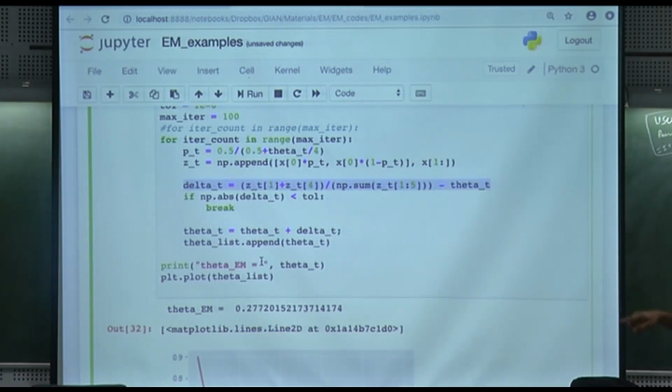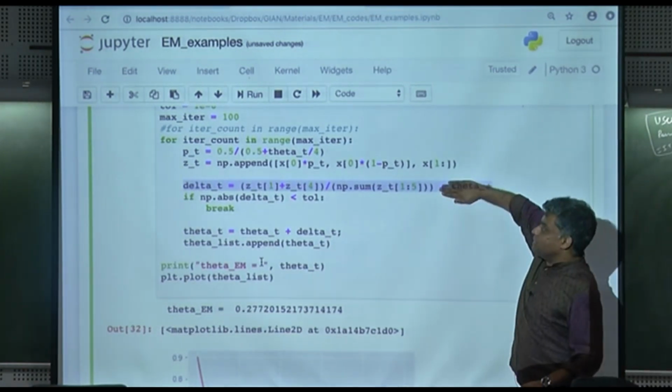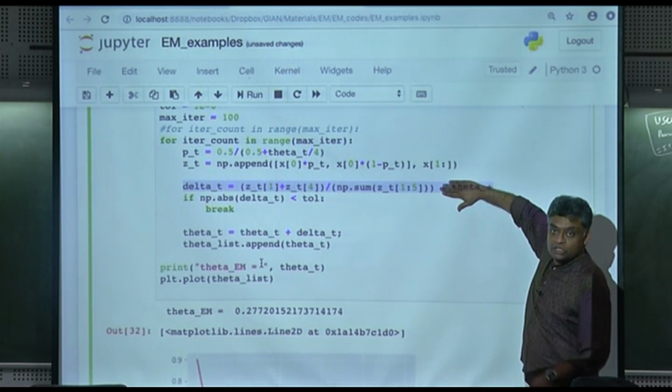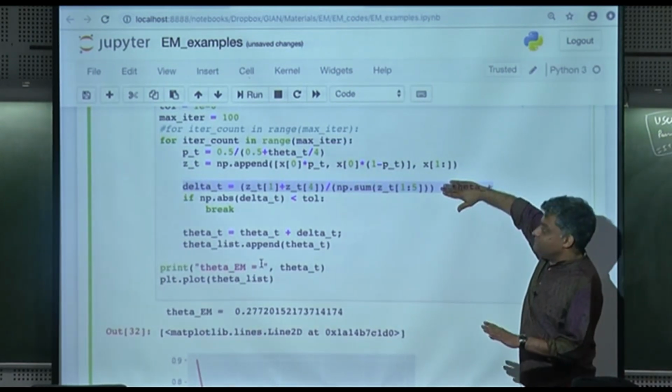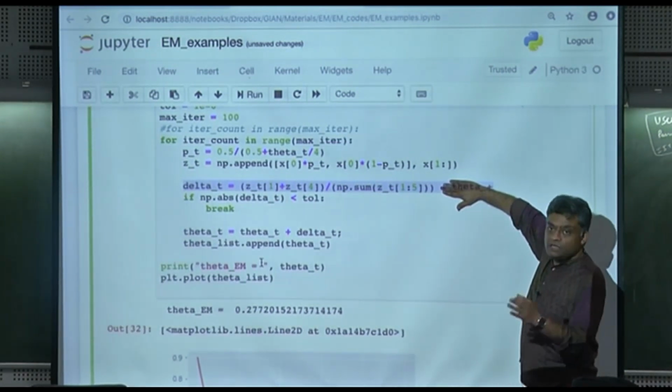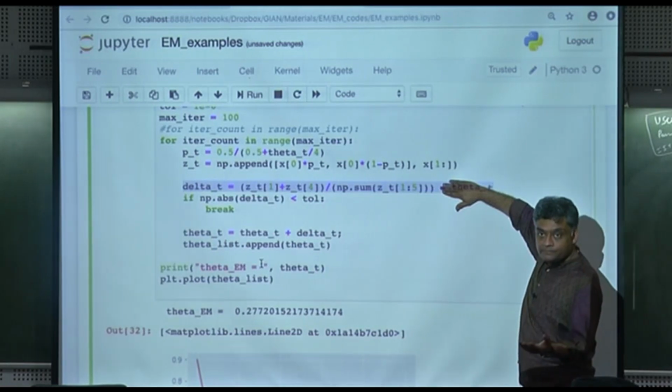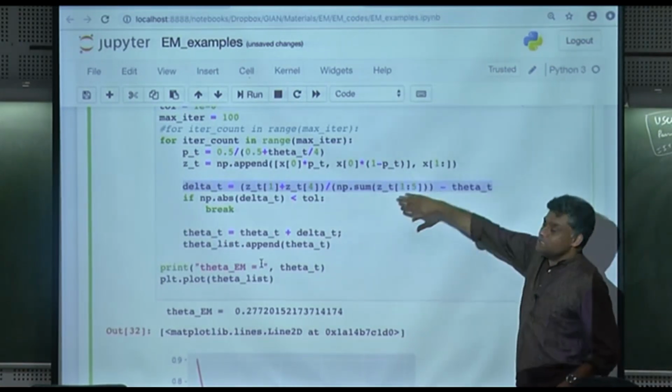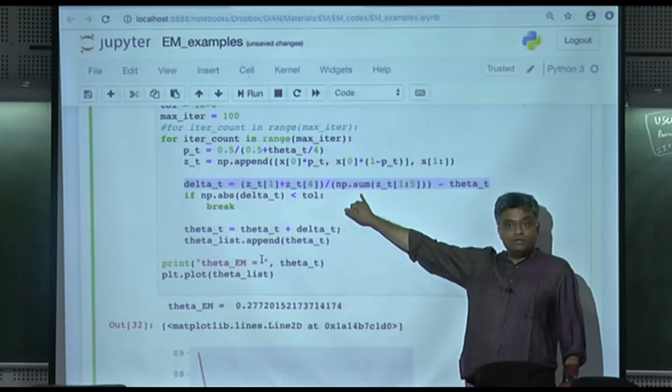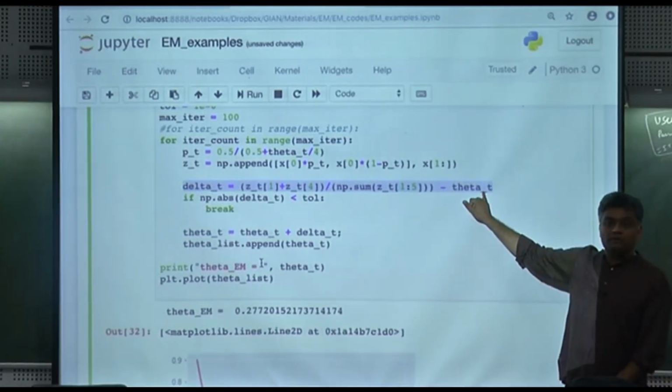Y2 plus y3 plus y4 plus y5, right? There's no subtracting. Oh no, forget about this for the moment. This is the new value of theta. This should have been the new value of theta, except for the fact that in Python we count from 0 rather than 1, right? What I've said is delta t is the difference of the new value of theta minus the previous value of theta.